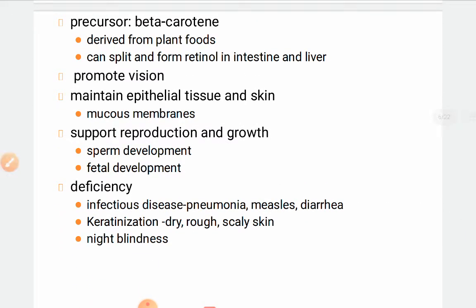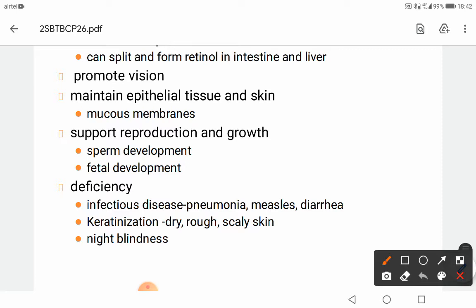Beta carotene is derived from plant fruits, and vitamin A promotes vision, maintains epithelial tissue and skin, maintains the mucous membrane, supports reproduction and growth. It has a major role in sperm development and fetal development, and deficiency of this vitamin causes night blindness, dry, rough and scaly skin. It may also cause measles, diarrhea, and infectious diseases like pneumonia.